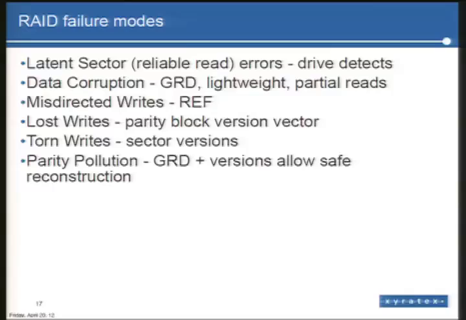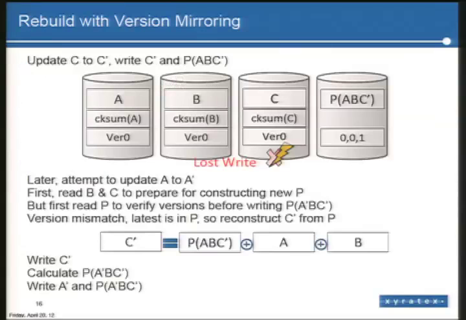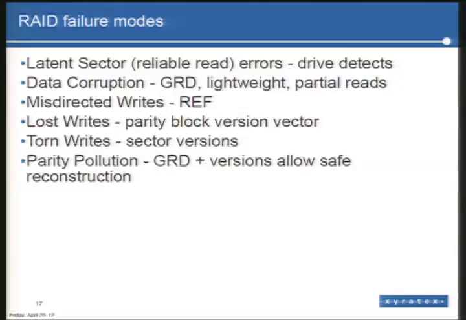So what have we covered with this? The latent sector errors, again, the drive typically detects those. For data corruption, we have the T10 GRD checksum for each one of the blocks, for each sector within the block, as well as the RAID parity block for doing data reconstruction when an entire chunk is lost. So the GRD checksum tells you what block was incorrect, and the parity block in your RAID system enables you to correct that data.